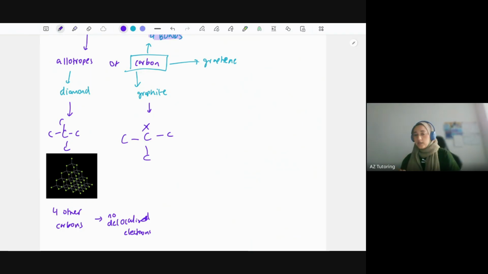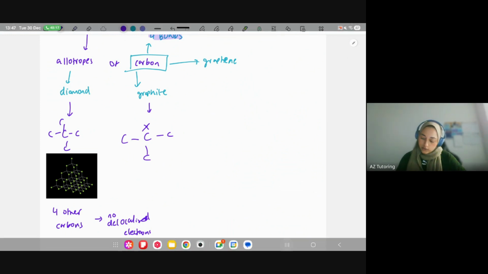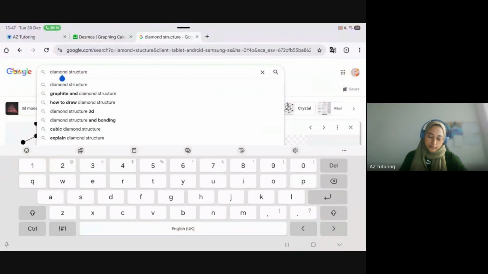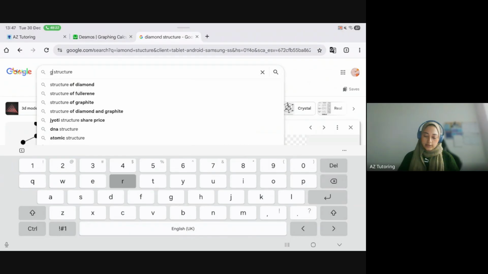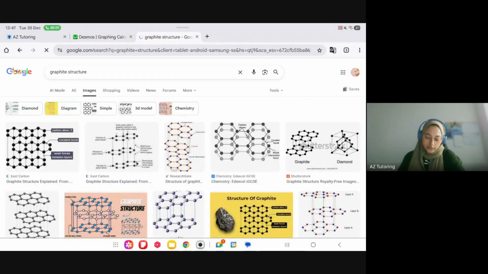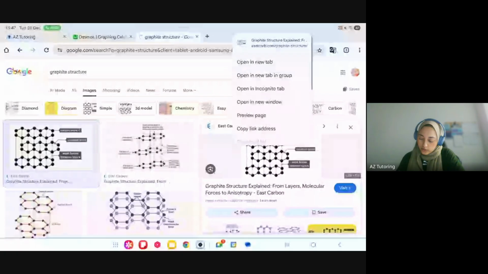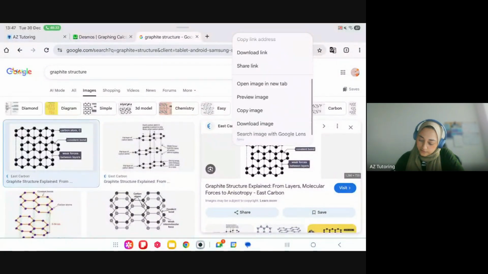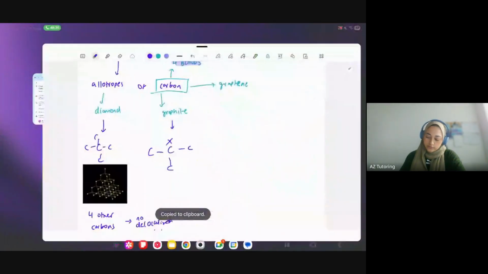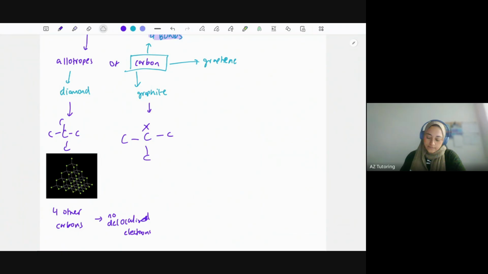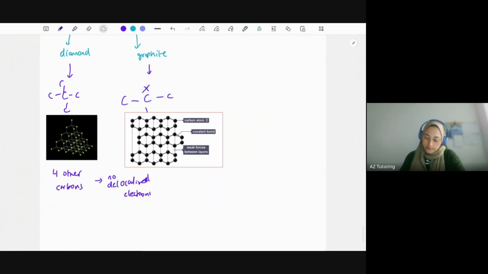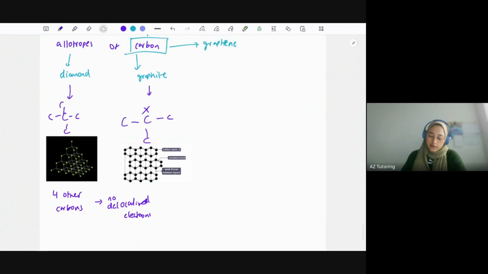Now, graphite is what you find in pencils. So the lead that's inside pencils, that's made up of graphite. So this delocalized electron being free, it gives rise to hexagonal rings. So I'll just show you the graphite structure, how it changes completely. There you go. And there you go, the weak forces between the layers are also there as well. Okay, so there's your graphite.